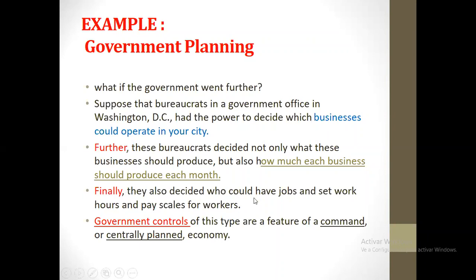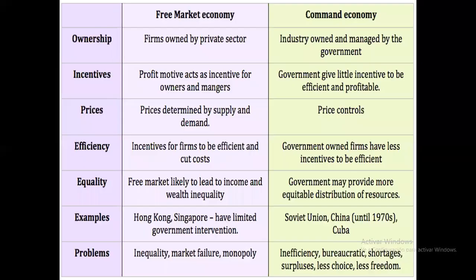Finally, they also decide who could have jobs and set work hours. Okay, you're going to work only 10 hours, or 12 hours, or 6 hours, or 5 hours, I don't know. They are the ones who decide. And the pay scale, escala salarial, the pay scale for workers. Government controls of this type are features of a command or centrally planned economy. So these are the same, and they call it that way.